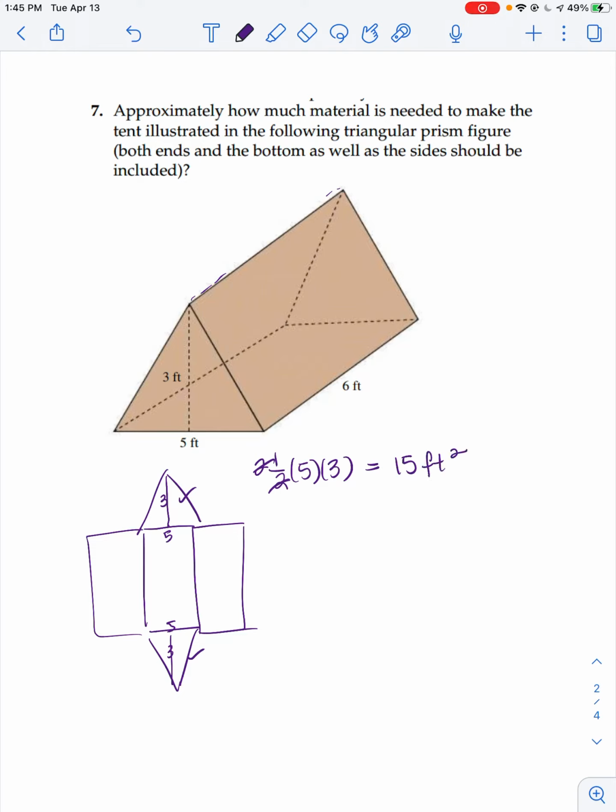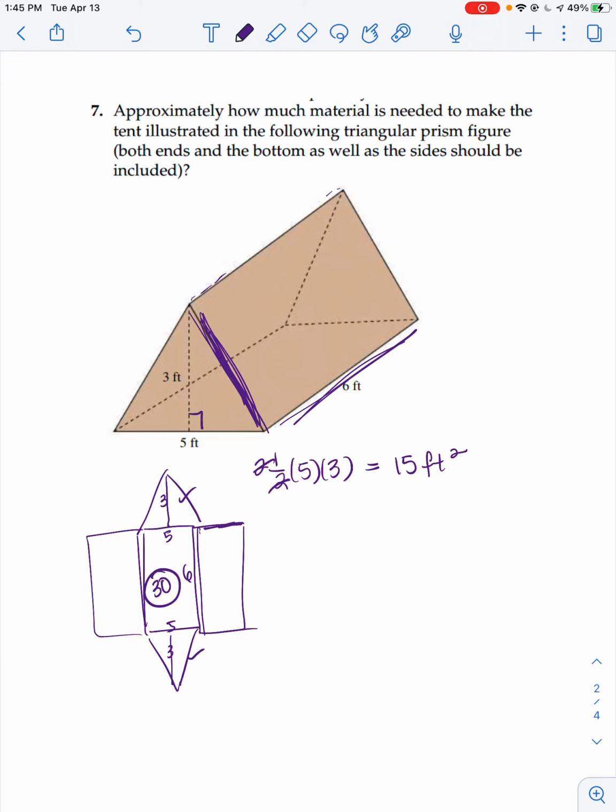But let's try to find the areas of those other rectangles. The rectangles, so the formulas are pretty easy, but maybe the dimensions aren't as easy. So I look here and I see that this distance is 6 feet. That must mean that that middle rectangle is a 5 by 6, giving me 30 square feet. But this distance isn't 5. It's this, whatever that is.